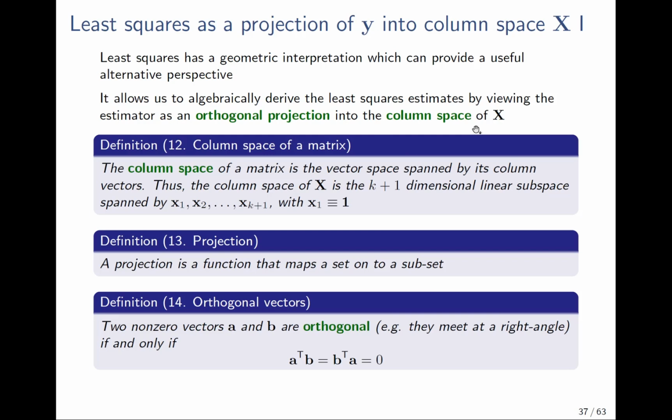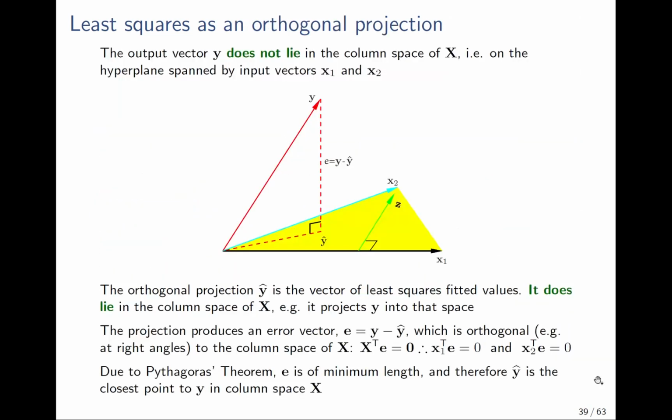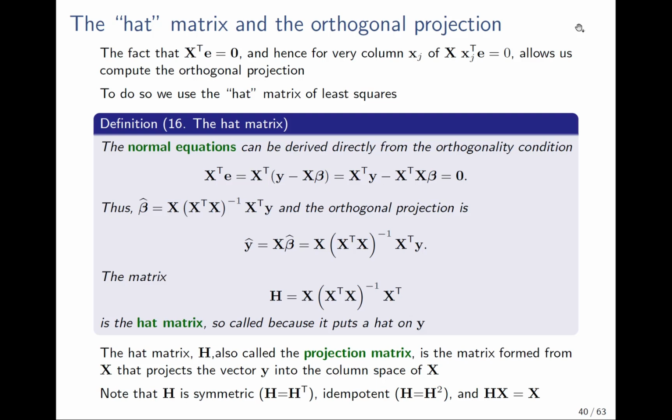First, column space. The column space of a matrix is the vector space spanned by its column vectors. So in our case, we have a matrix with k plus 1 columns, so the column space of X is simply the k plus 1 dimensional linear subspace spanned by its columns. So we're going to look in a minute at this diagram here, in which X has only two columns, x1 and x2, and in this diagram the column space of X is represented by the yellow hyperplane. This is the space that is spanned by the vectors x1 and x2, which are the columns of X.